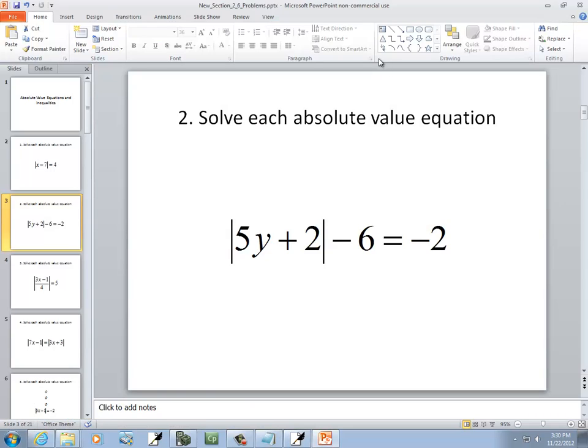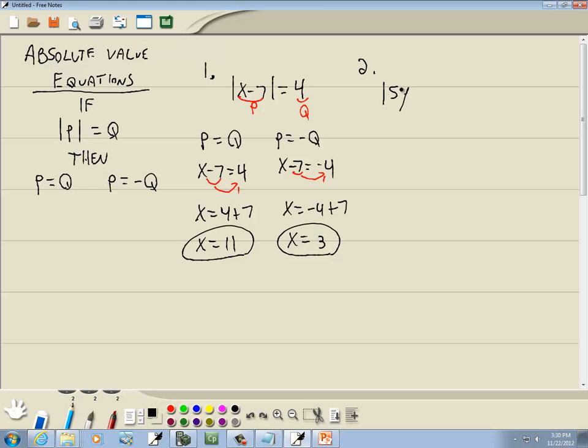Let's take a look at another example. We got the absolute value of 5y plus 2 minus 6 equals negative 2. Now to use this formula, the absolute value has to be by itself. Well, we got a minus 6 here. I'm going to take that and move it to the right side. So we get the absolute value of 5y plus 2 is equal to negative 2 plus 6. Negative 2 plus 6 gives us 4.